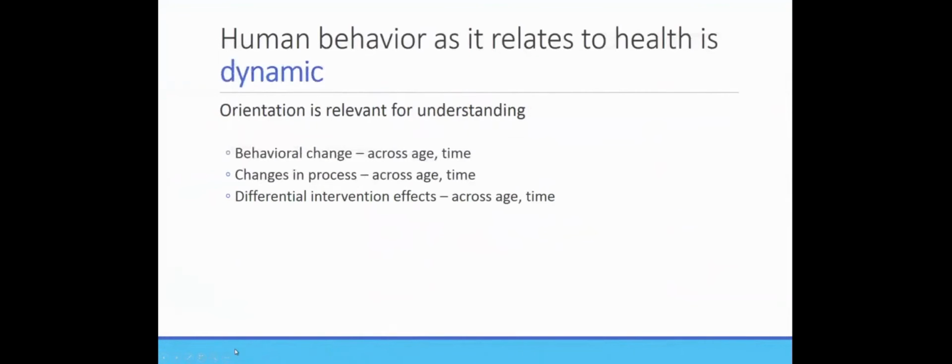Okay, great. So human behavior as it relates to health is in part dynamic. It's dynamic in many ways, and so this orientation to thinking about human health as dynamic is relevant when we think about behavior change. So how behaviors change across age as we develop and mature, and also how we think about how behavior changes across real time. But in addition to the actual behavior changing across age or time, we may be very interested in changes in processes across age or time.